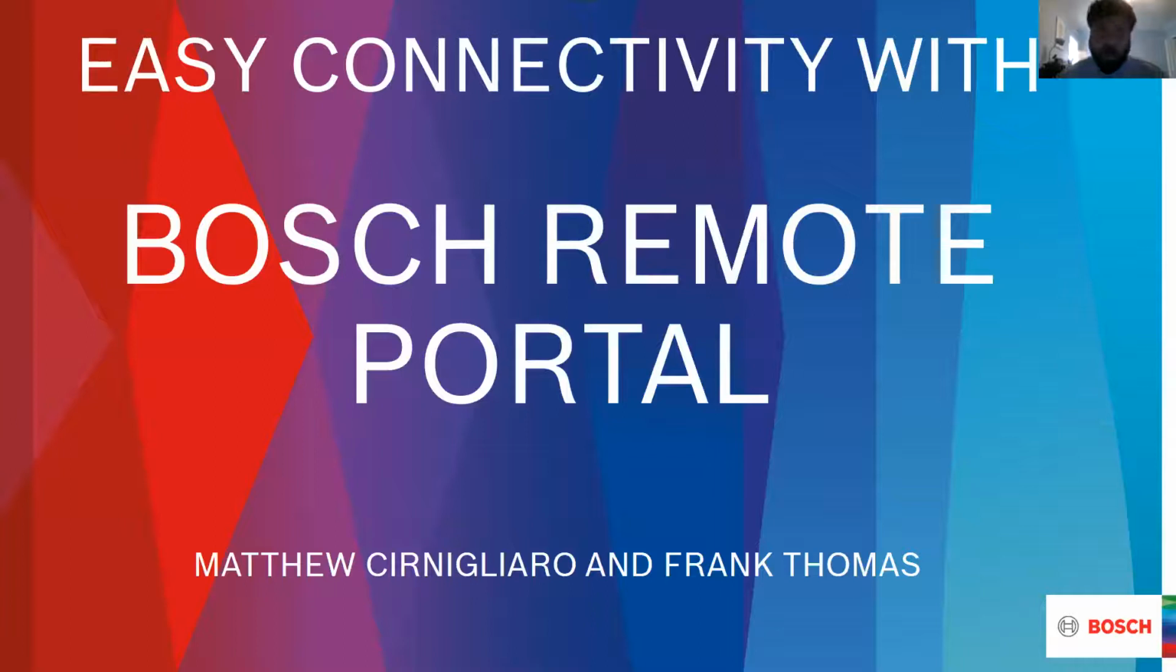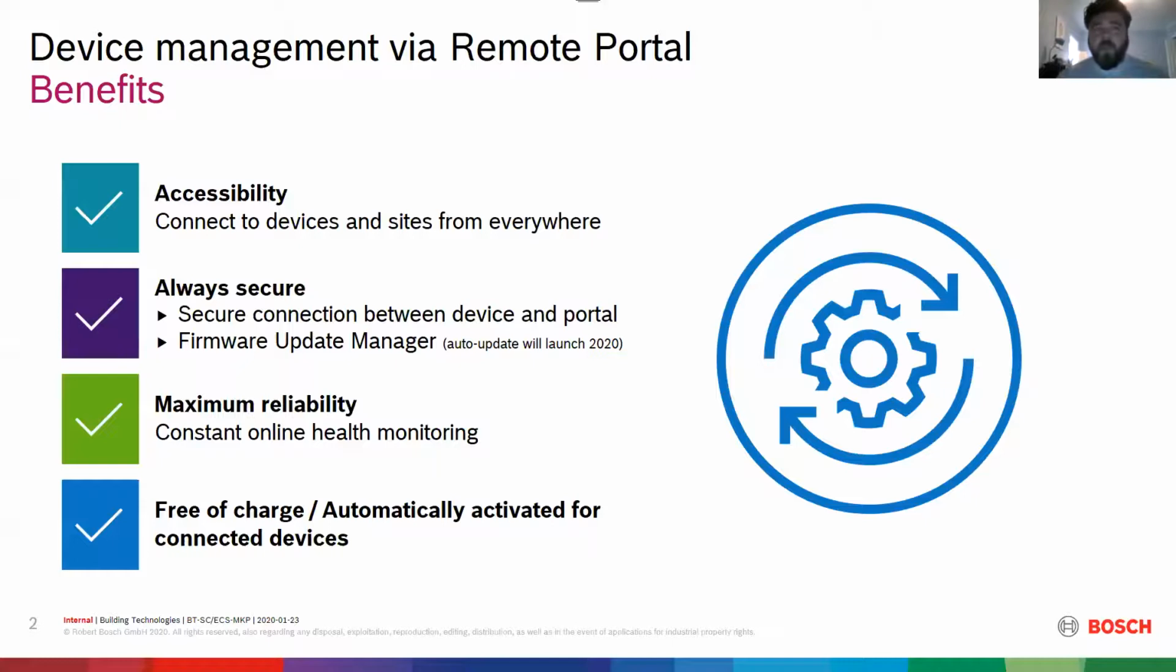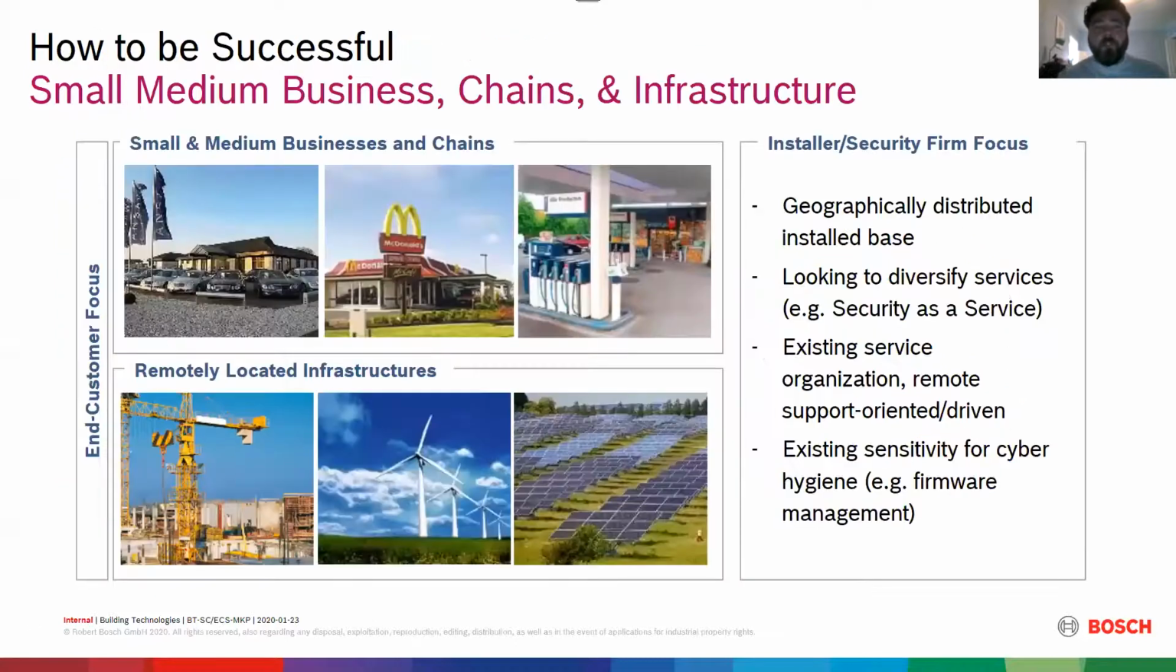So again, this is all about easy connectivity with Bosch Remote Portal. We've got accessibility from anywhere. We've got secure connections. We'll talk about that more in just a second. Maximum reliability, meaning we're going to know about problems before those problems have hurt us, as opposed to waiting for the pain to even know that it's there. And a bunch of these services are free. How often do you hear that in our industry? Free. And then a number of RMR opportunities on top of those free services.